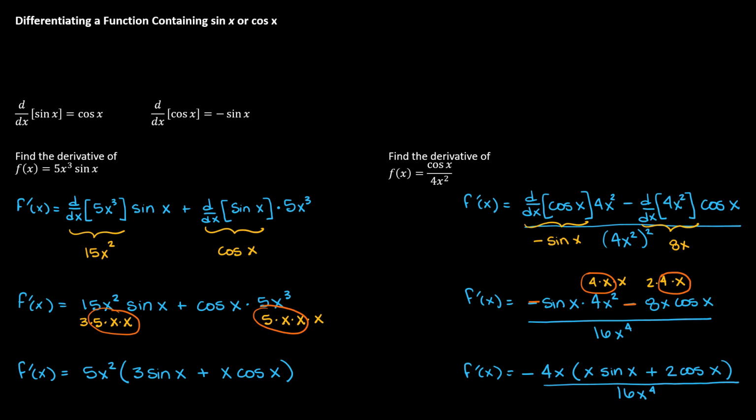But we can see that the numerator and the denominator have a common factor of 4x. And so we'll divide that factor off to give the best simplified answer, which is negative x sine x plus 2 cosine x, all divided by 8x cubed. So now we know that we can take derivatives of functions that are not only products of functions of x, but also involve trig functions.